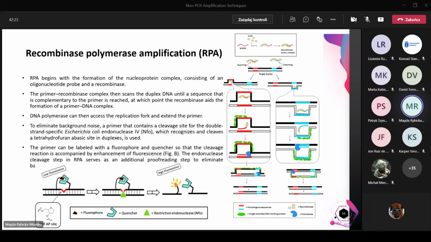This method is fast and sensitive, but background noise can be an issue. To eliminate the background noise, a modified primer that contains a cleavage site for the double-strand specific E. coli endonuclease IV is usually used. The primer can also be labeled with a fluorophore and quencher so that the cleavage reaction is accompanied by an increase of fluorescence, and the nuclease step in this reaction serves as an additional proofreading step to eliminate background noise.